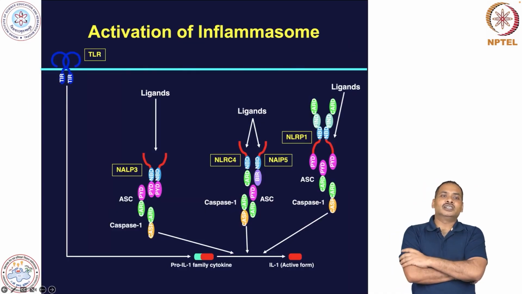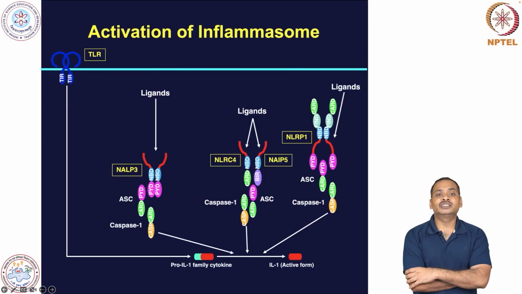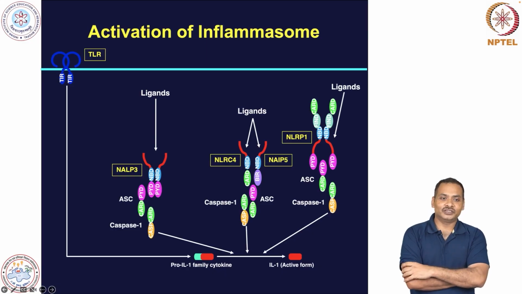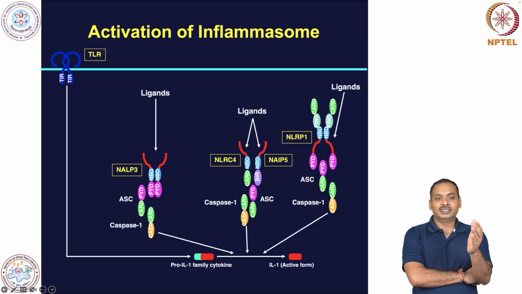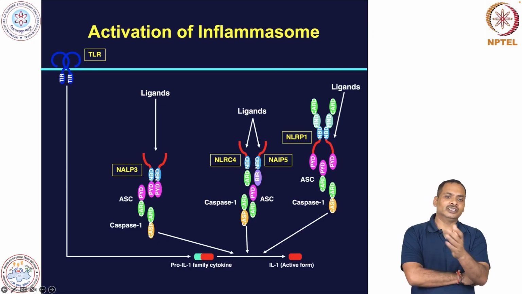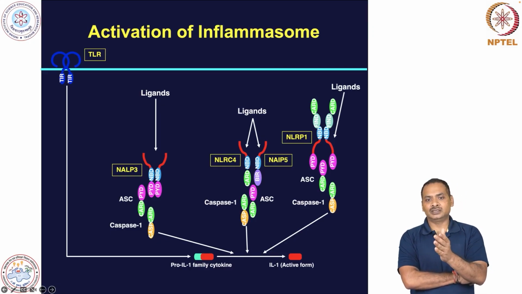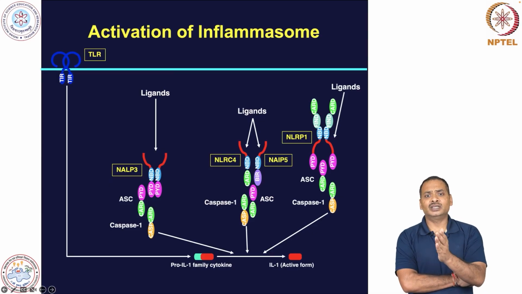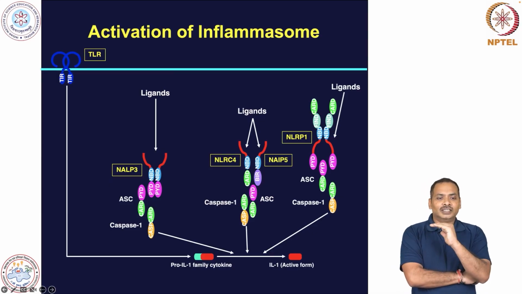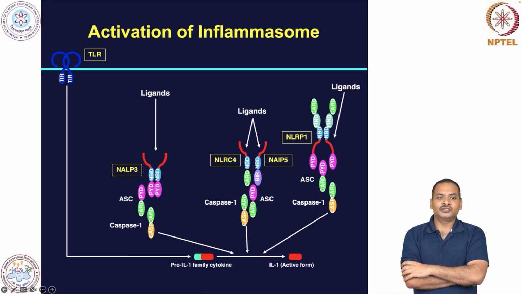Now I will talk about the activation of inflammasome. Here you can see there are various kinds of inflammasome. There is the NLRP3 or NALP3 inflammasome. There are NLRC4, NLRC4/NAIP5 and NLRP1 inflammasomes. And now I will tell the composition of inflammasome.